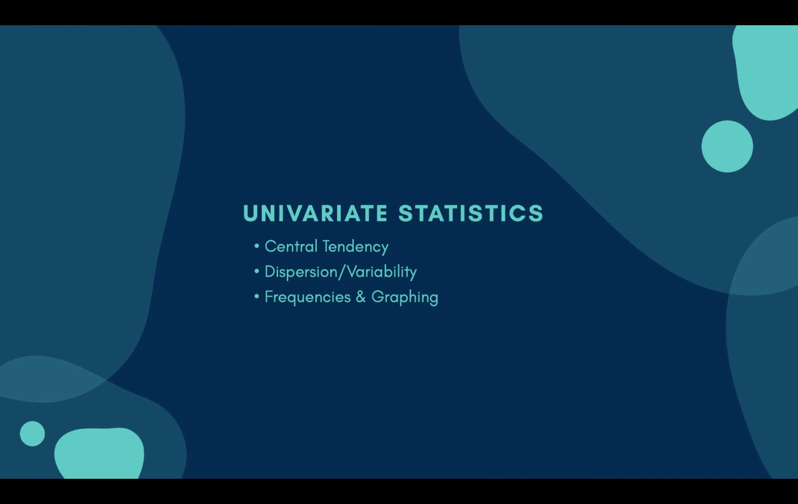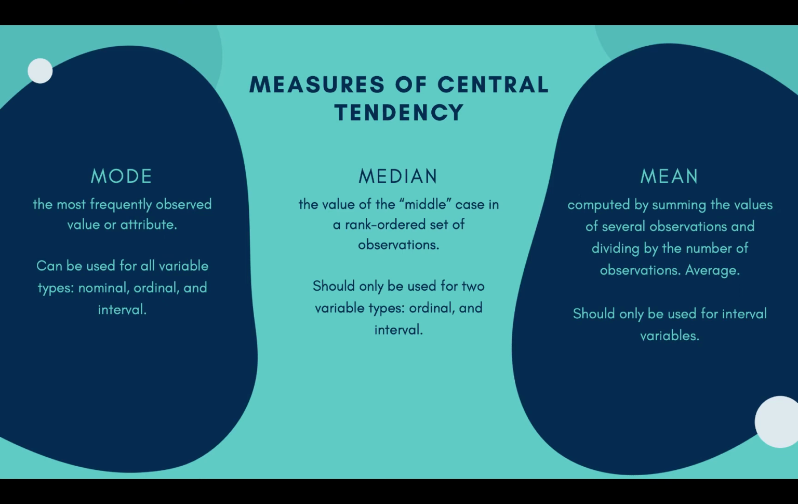We have measures of central tendency, which is mean, median, mode. Measures of dispersion are also known as measures of variability. This is range, variance, and standard deviation. And then we have frequency distributions and graphs. So measures of central tendency, briefly, we know that the mode is the most frequently observed value or attribute. We can calculate the mode or the most frequently occurring category for all variable types, meaning we can calculate the mode for nominal, ordinal, and interval ratio variables.